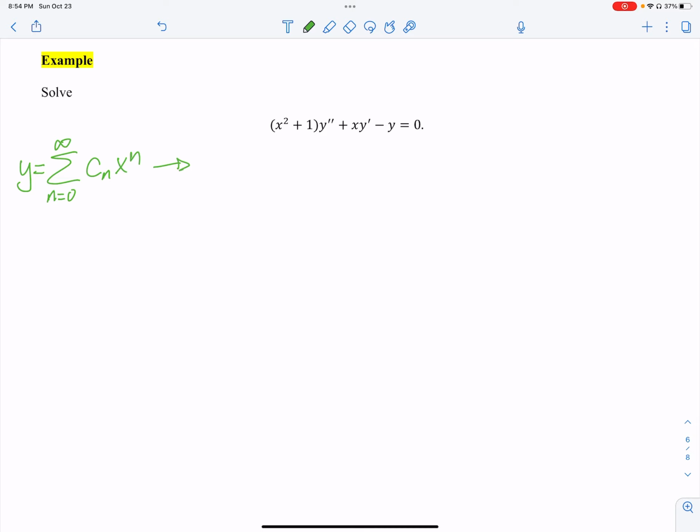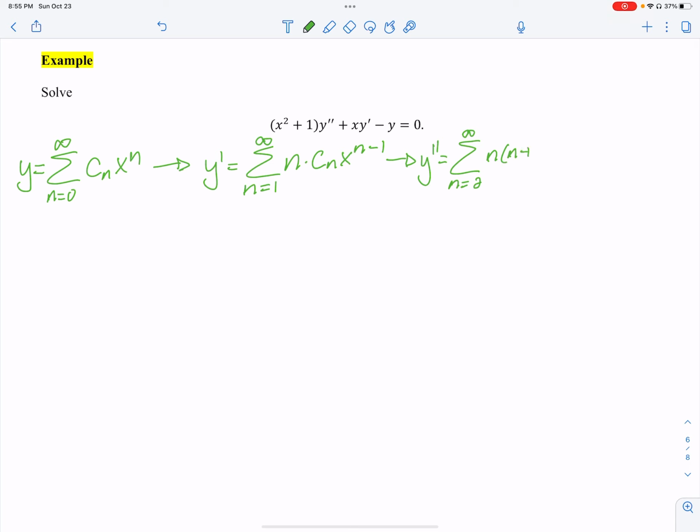We then need to fill in our differential equation, so I have to find a derivative and a second derivative. We know from the past videos that the index n just goes up by 1. We don't have to do that, but it will make our lives easier in a moment. So we get n equals 1 to infinity of n c_n x^(n-1). And then we can also take a second derivative. That's the series n equals 2 to infinity of n times (n-1) c_n x^(n-2). All right, and then we're going to sub that into our problem.